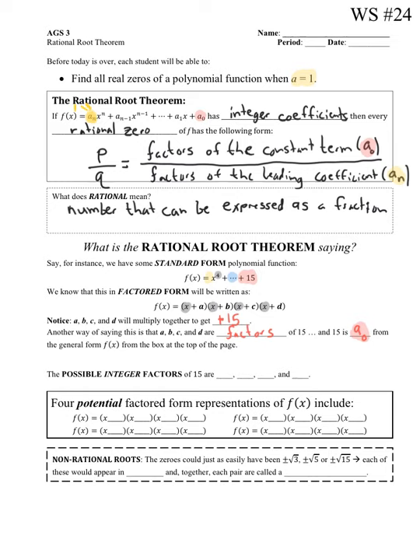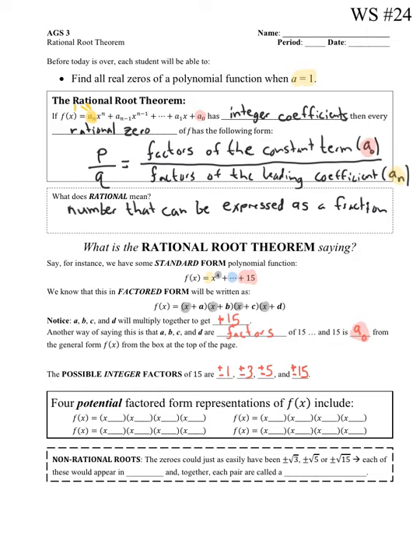All right? So now, the possible integer factors of 15. The possible integer factors are 1, 3, 5, and 15. But there's actually more than just that, because to get a positive 15, I could multiply positive 1 times positive 15, or I could multiply negative 1 times negative 15. So technically all these numbers could be positive or negative. I could also say positive 3 times positive 5, or negative 3 times negative 5. So it's important to remember that there's a plus or minus in front of each of these possible integer values.